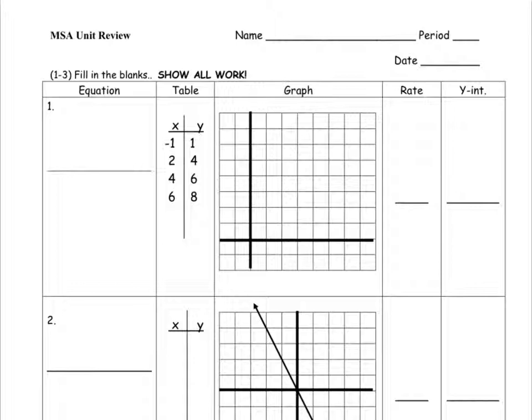Alright, for number one, actually for 1 through 3, we're going to fill out the equation, table, graph, rate, and y-intercept. One of these is going to be provided for you, and it is going to be up to you to provide the rest. So for number one, since the table is provided for us, what I can do is figure out what the rate is going to be.